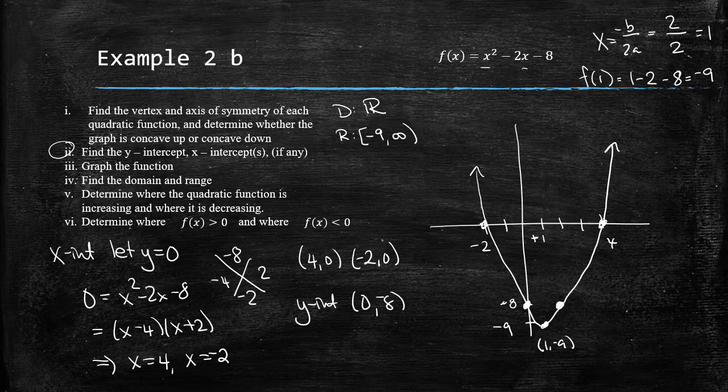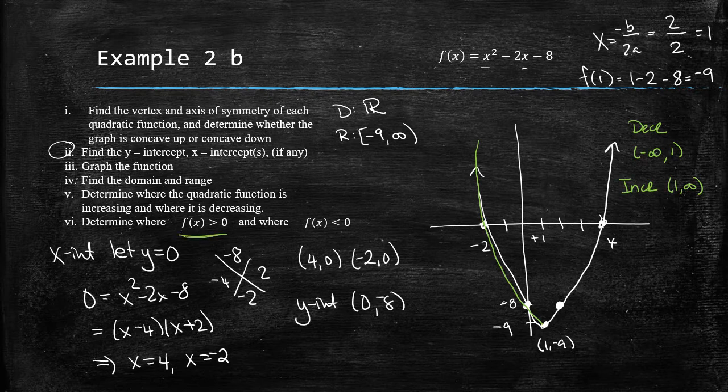Determine where the function is increasing and where it's decreasing. Okay, so again, reading from left to right, our function is first decreasing. So it's decreasing on the interval negative infinity to 1, and then it's increasing after that, so it's increasing 1 to infinity.